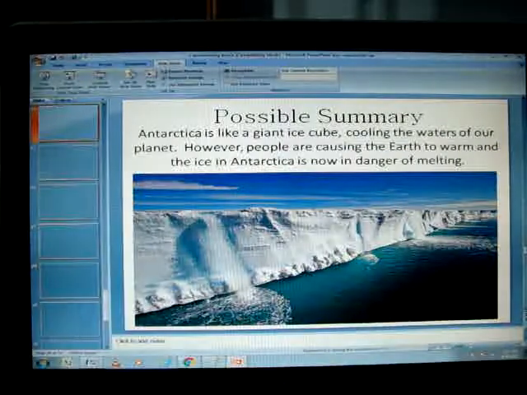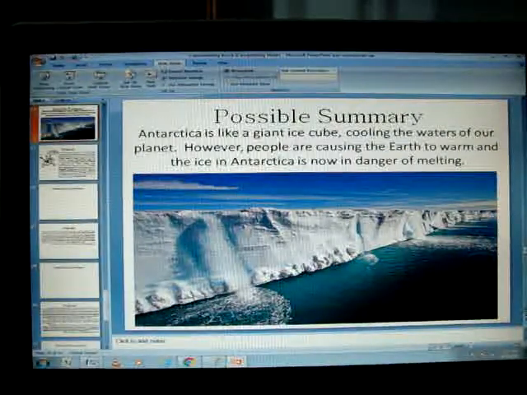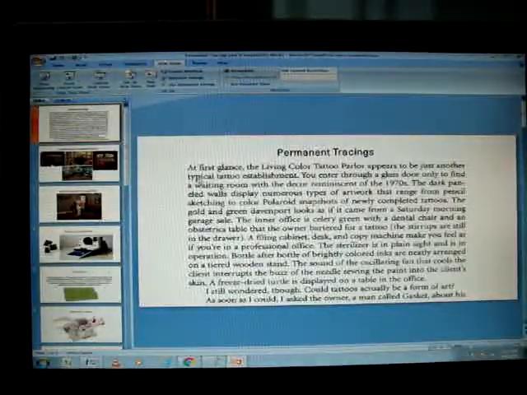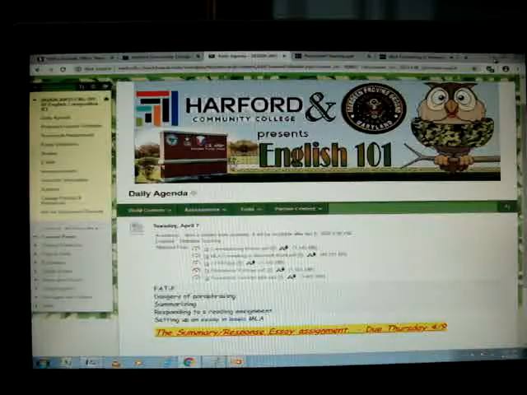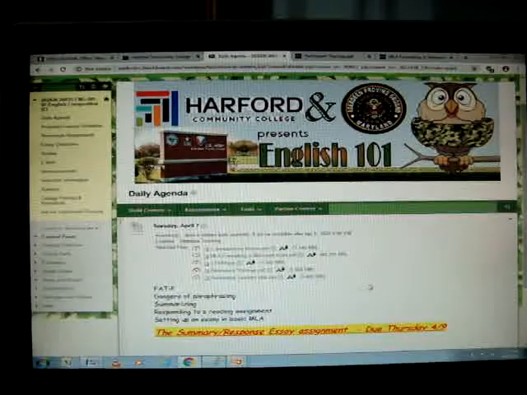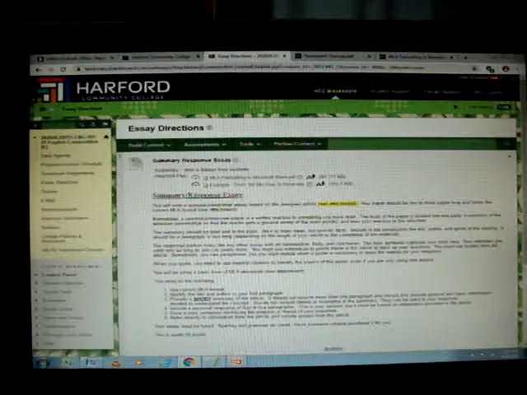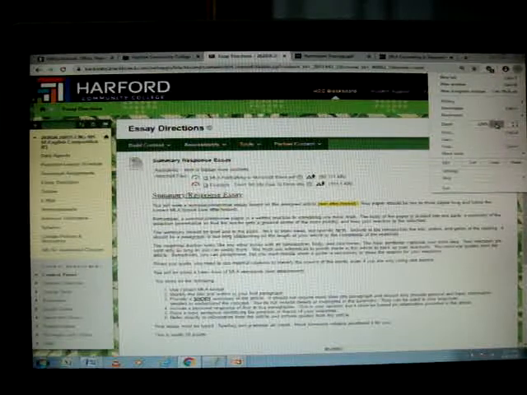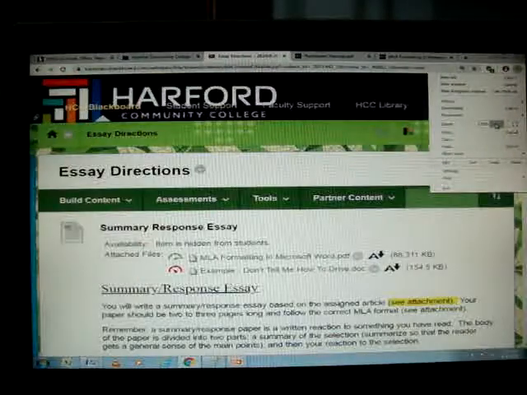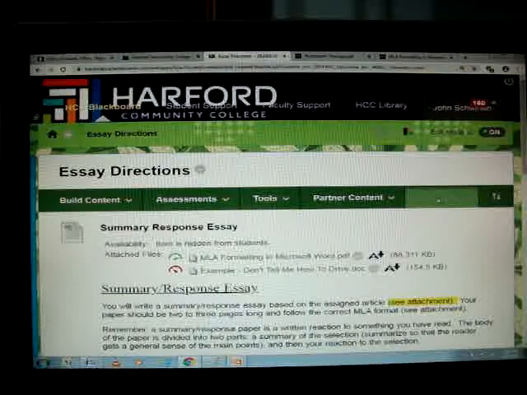examples for you. Now let me show you what the actual assignment is. Let's get rid of this. Now, no, we don't want to look at that yet. Go away. We want to look at the actual assignment, which is where? Over here, under essay directions. The summary response essay, and I'm sure you can't read that on this thing here. See if I can make it bigger. There, that's probably better. Hopefully it's better for you.